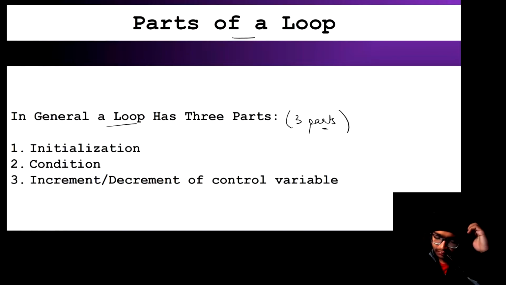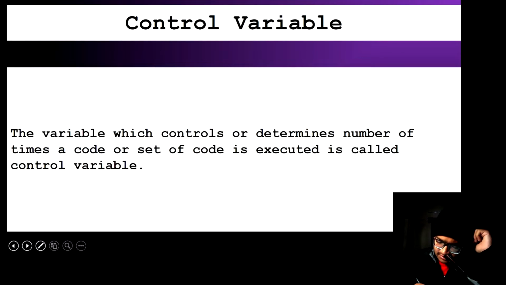One is the initialization, one is the condition, which will determine the number of times the loop is running, and the increment or decrement of the control variable. Now here we have a new term, control variable. So what is a control variable? Let's see in the next slide.